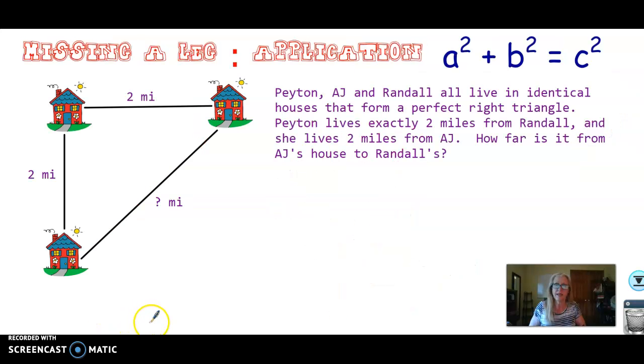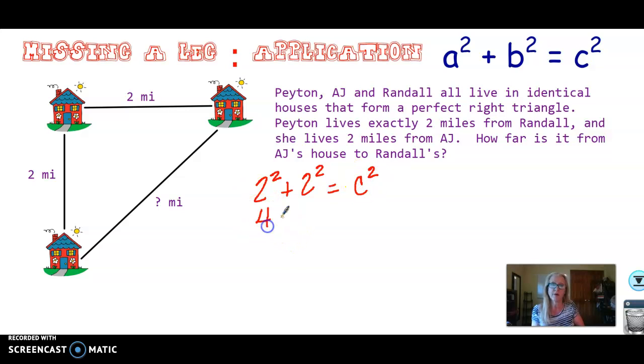The last example I have for you today, missing a leg application problem. Peyton, AJ, and Randall all live in identical houses that form a perfect right triangle. Nothing weird about that, right? Peyton lives exactly 2 miles from Randall, and she lives 2 miles from AJ. So how far is it from AJ's house to Randall's house? All right. Well, we have the two sides, the two legs, 2 and 2, and we're trying to find the hypotenuse. So we do leg squared plus the other leg squared equals the distance from AJ's to Randall's.